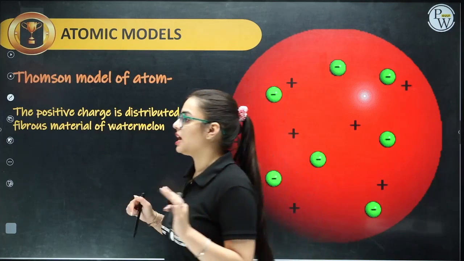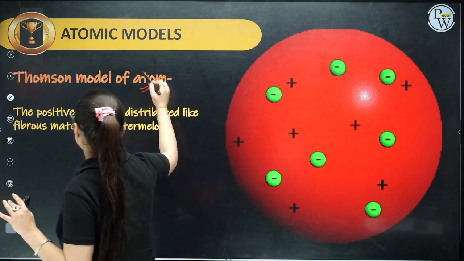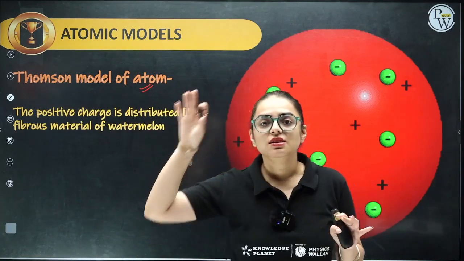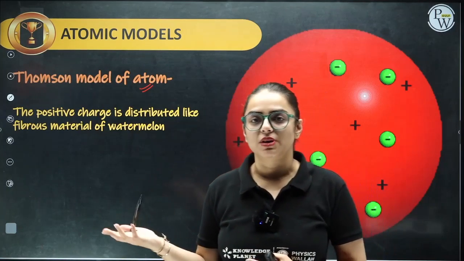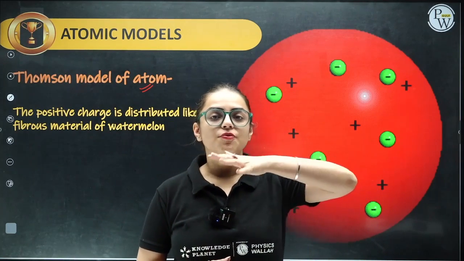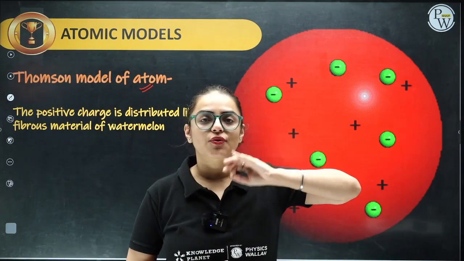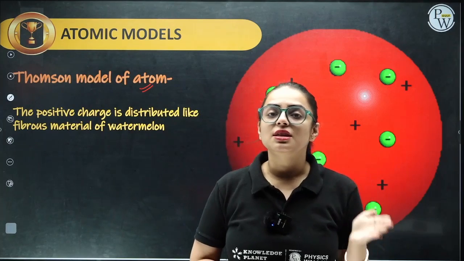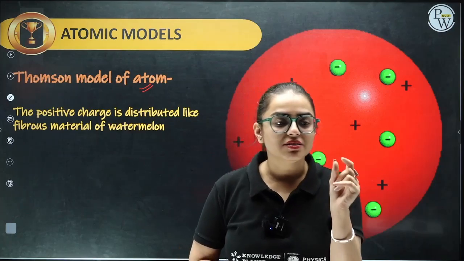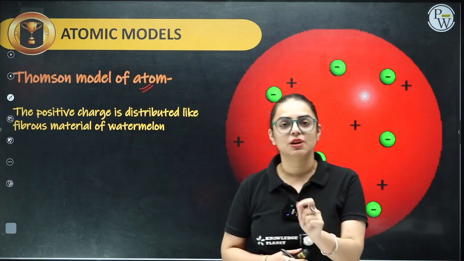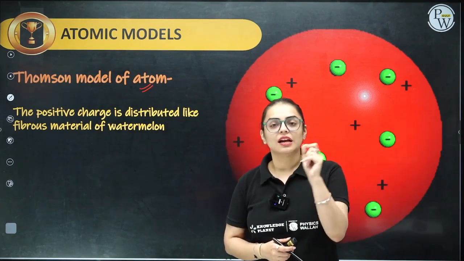So the first scientist came, and he was Thomson. So basically Thomson told that if I am describing an atom, atom is just similar to a watermelon. Just as the positive part is there in the case of atom, it is seen in watermelon that all the red part is the positive one, and the seeds of watermelon represent the electrons that are embedded into it.